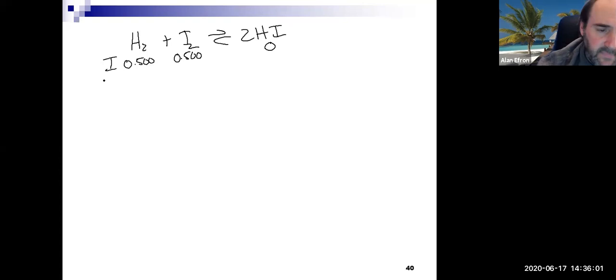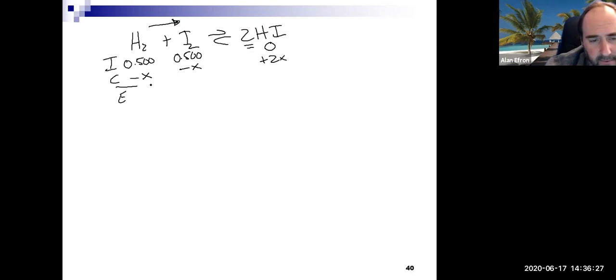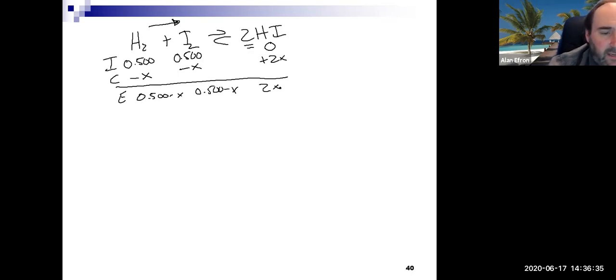Now, our change part is going to be minus x, minus x, and plus 2x, for the 2 in our balanced equation. Since we are assuming that this reaction is proceeding in this direction, our minuses are on the left and our plus on the right, which means at equilibrium we end up with 0.5 minus x, 0.5 minus x, and 2x. Any questions on the ICE table setup there?